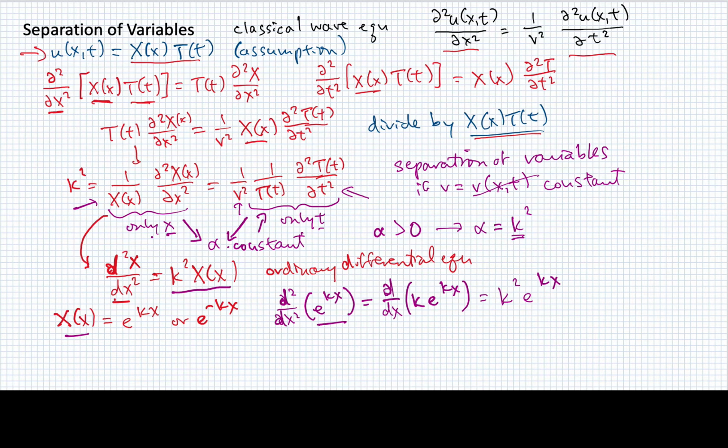I think it's pretty easy to see that the same will happen if I do this with e to the minus kx. Then I'll get d dx of minus k e to the minus kx, and that will equal k squared e to the minus kx. So both of these are valid solutions. I'm going to take this a step farther, but we need to go on to a new page.